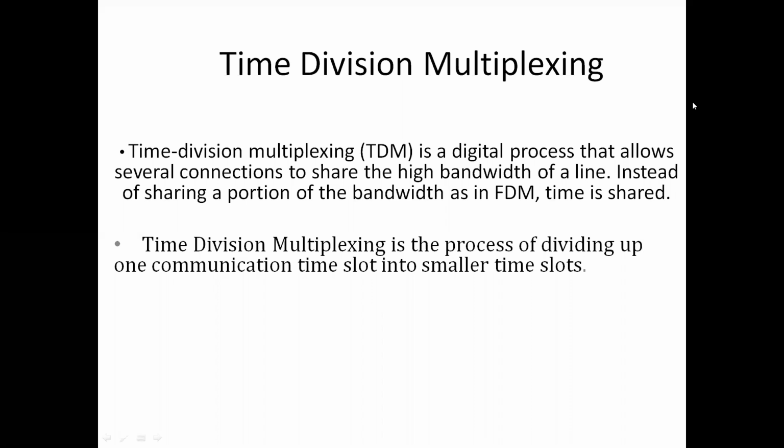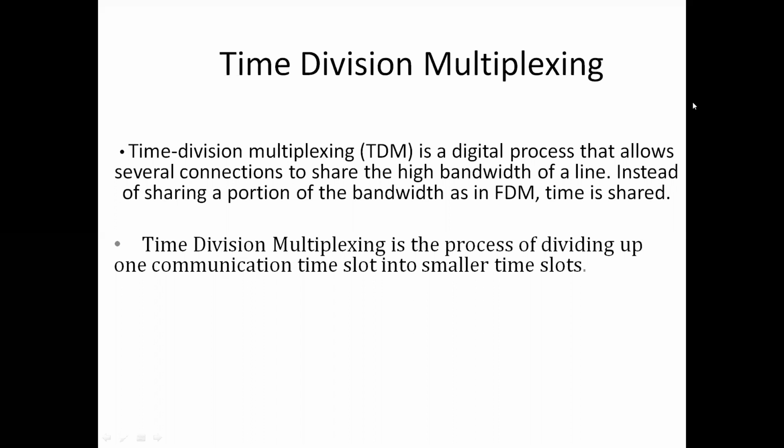Very good morning, everyone. Today we are going to have a look at time division multiplexing and type of carrier systems used ubiquitously all over the world. Time division multiplexing is a digital process. It allows several connections to share the high bandwidth of a line. In this, instead of sharing a portion of the bandwidth, as in frequency division multiplexing, only time is shared.